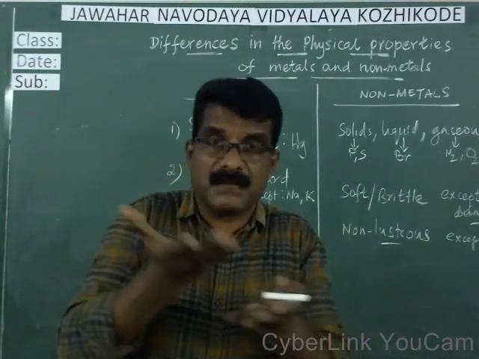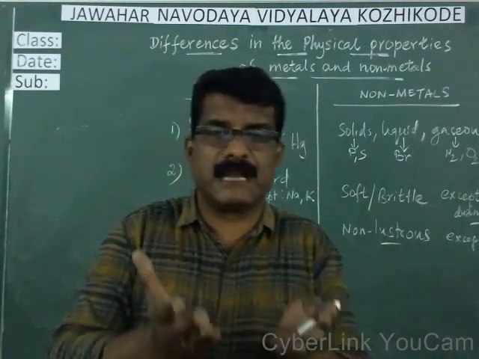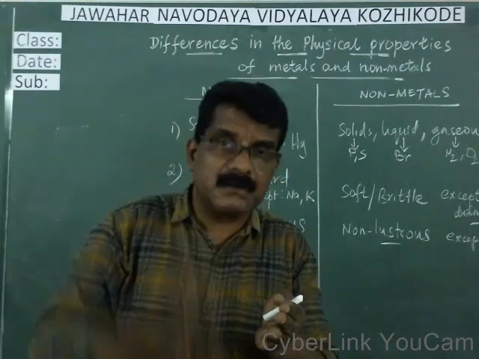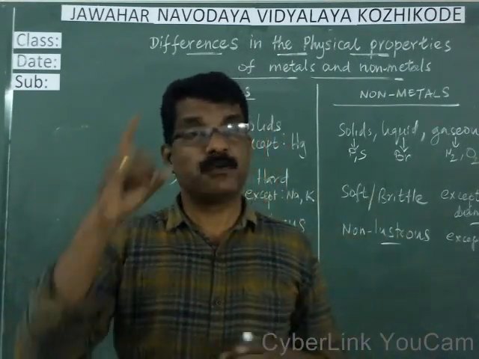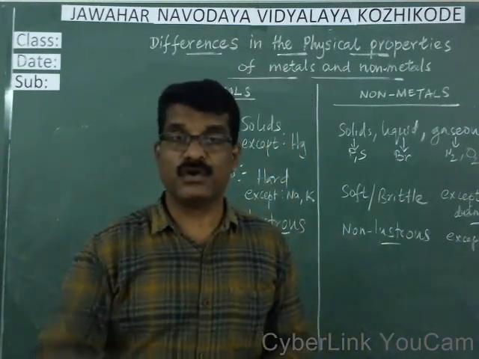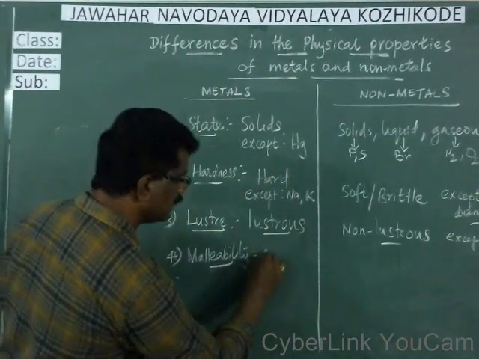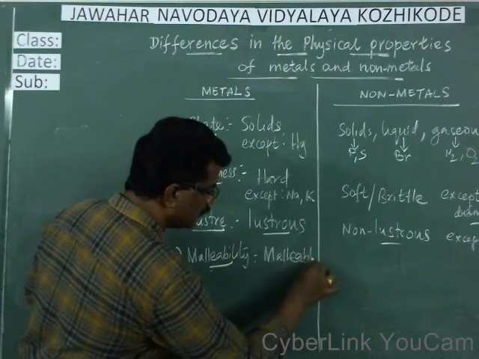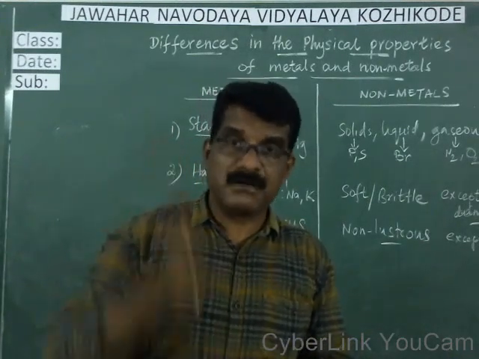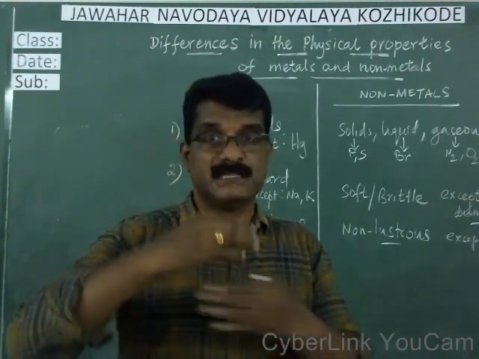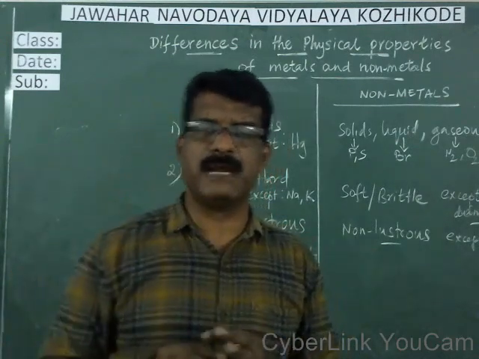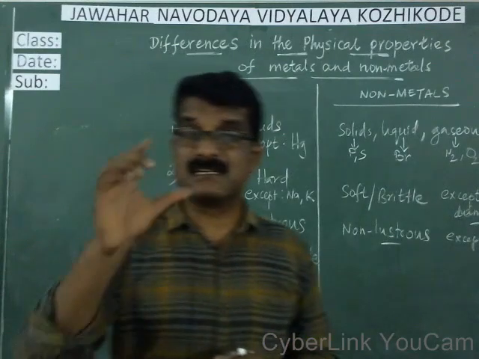What is malleability? Malleability is the property of metals by which the metals can be hammered or beaten into very thin sheets. This property is called malleability. Since the metals exhibit the property of malleability, we call metals malleable. Why do we call metals malleable? Because metals can be beaten or hammered into very, very thin sheets, like the aluminium foils. So metals are generally malleable.